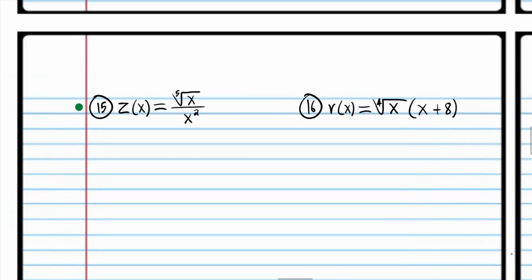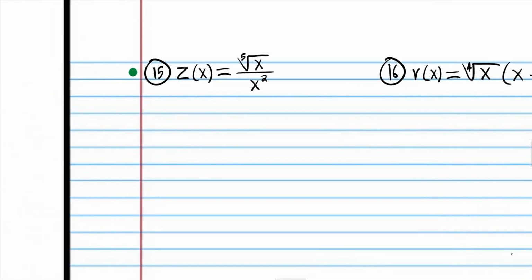So go ahead and try number 15. You want to change this to a fraction exponent, and then you want to use exponent rule number 2 to simplify this expression before finding the derivative. You do not want to use the quotient rule. You could use the quotient rule, but why do that? Why make things difficult for yourself? So try number 15. When you come back, we'll do it together.